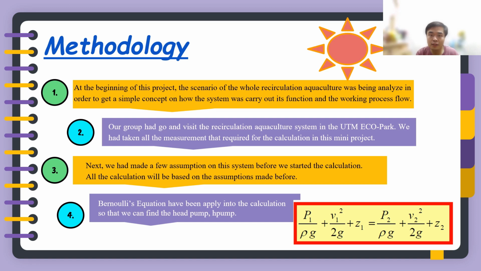Then, to get a better and deeper understanding, we went to the Eco Park in UTM to visit the Recirculation Aquaculture System. We took all the measurements, including the diameter of the pipe and the water flow rate, required for the calculation later. Next, before the calculation, we made a few assumptions, and all of our calculations will be based on the assumptions made. The Bernoulli equation will also be applied in the calculation so that we can find the head pump.